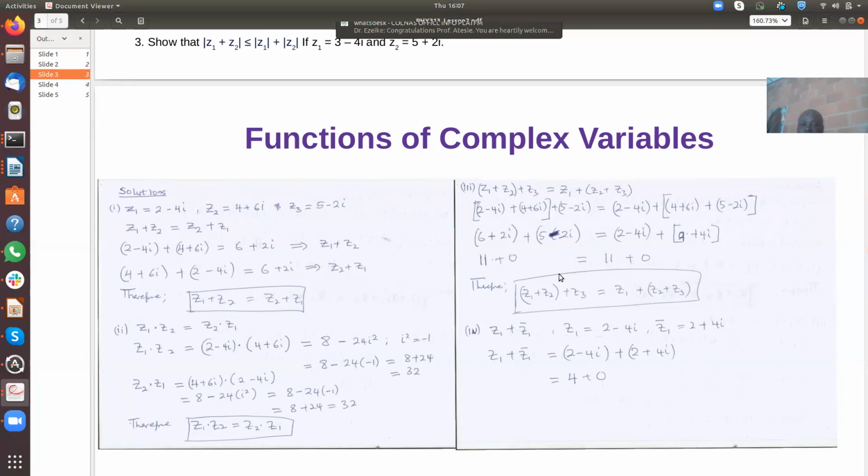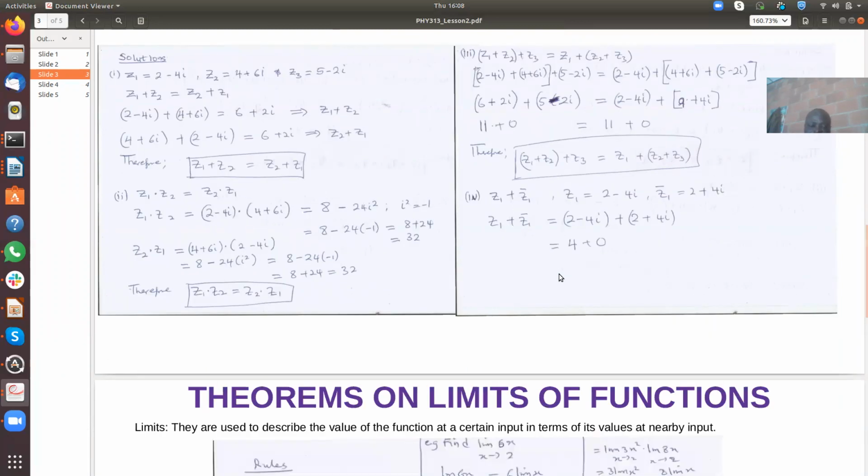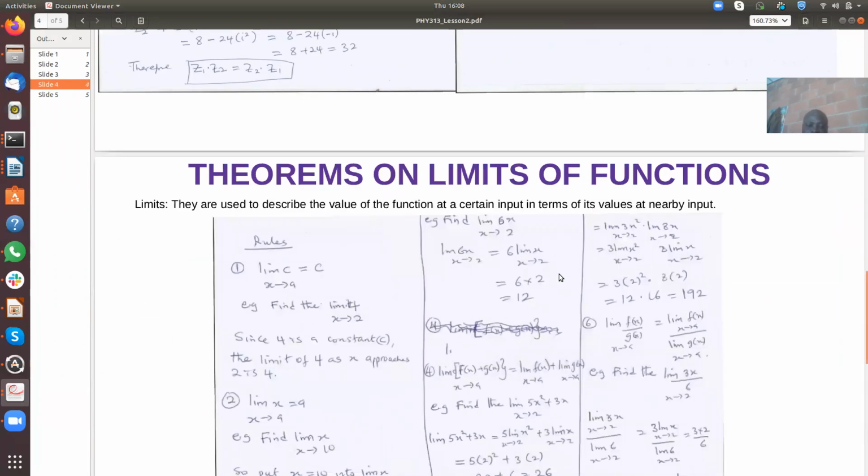So anybody with any questions or any further explanations, and you need one or two clarifications? Okay, in the absence of that, let's move to the next thing that we need to discuss: theorems on limit of functions.